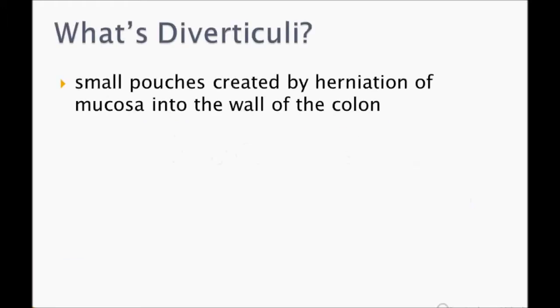Before knowing what is diverticulitis, we need to know what is diverticuli. Diverticuli is a small pouch created by herniation of mucosa into the wall of the colon. When does this happen? When there is a weak wall of the colon. When does this weak wall of the colon happen? When the patient gets older, right? So it is seen in old age.